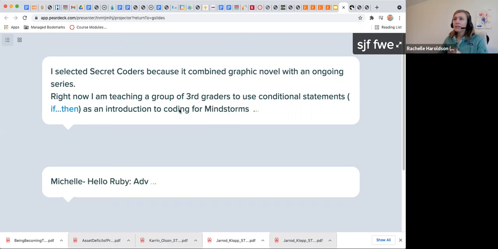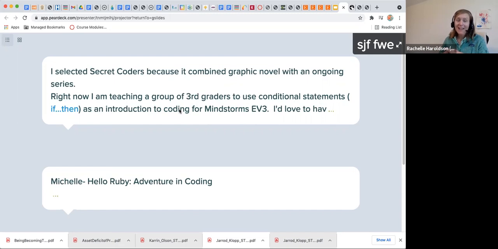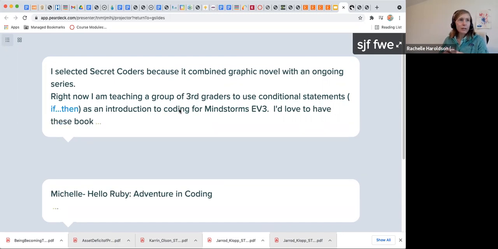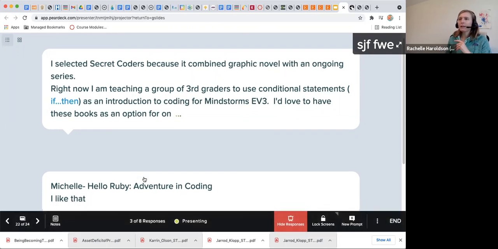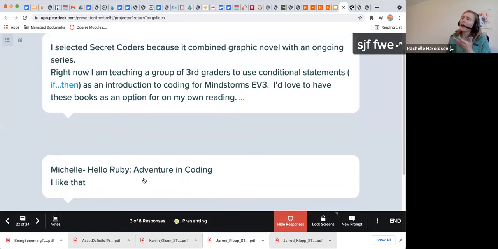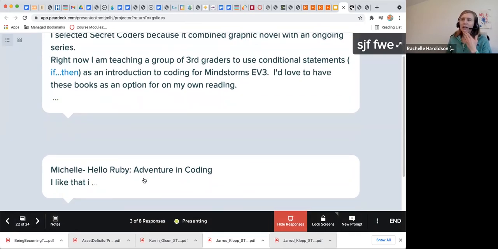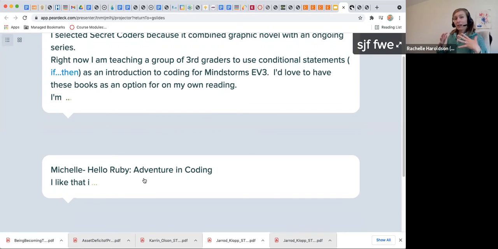And this person is teaching third graders to use conditional statements. If then, great. They definitely use conditional statements in Secret Coders as a way to introduce coding for Mindstorms EV3. This is great. You're definitely going to get that in Secret Coders. They do conditionals, they do if then. I think in number 3 or number 4. So definitely examples of that. I'm going to let that person keep typing and come down here to Michelle. Hello, Ruby. Yeah, Hello, Ruby's great. Adventure in Coding is a really good book that talks about computational thinking specifically, examples of those elements.